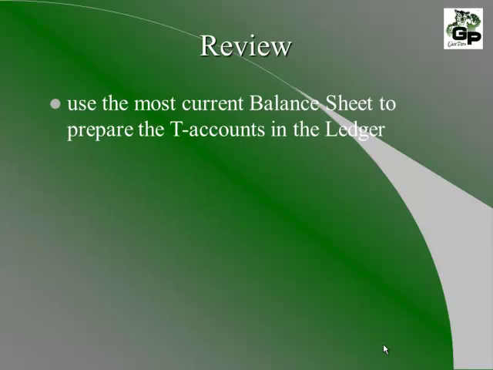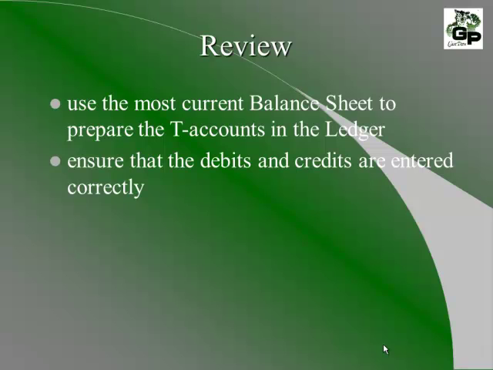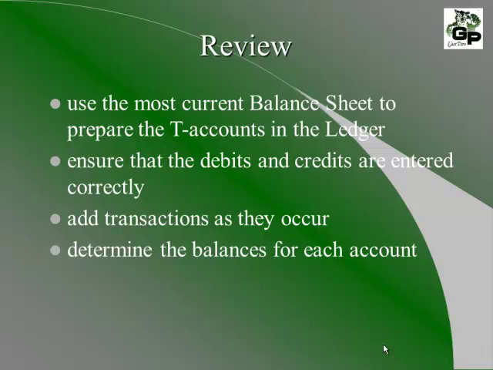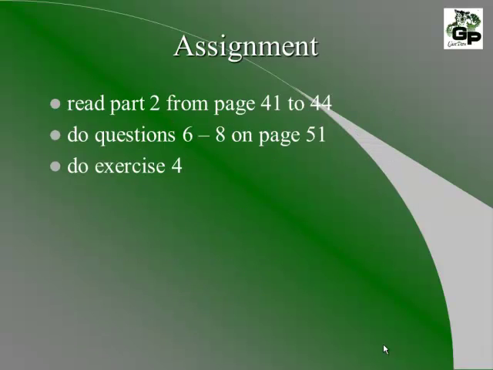In review, we must use the most current balance sheet to prepare the T accounts in the general ledger. We must ensure that the debits and credits are entered correctly. We add transactions during the accounting period as they occur. And we determine the balances for each account once the accounting period has ended. From this, we prepare a trial balance. We take all the balances of all the accounts and use it to prepare the trial balance.